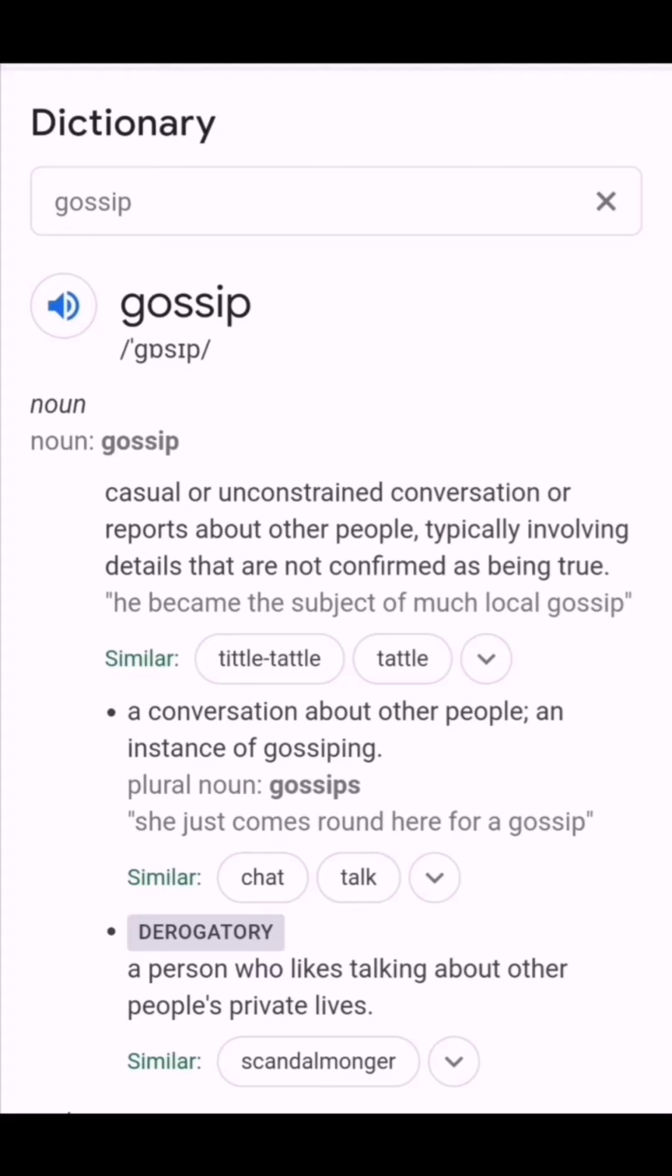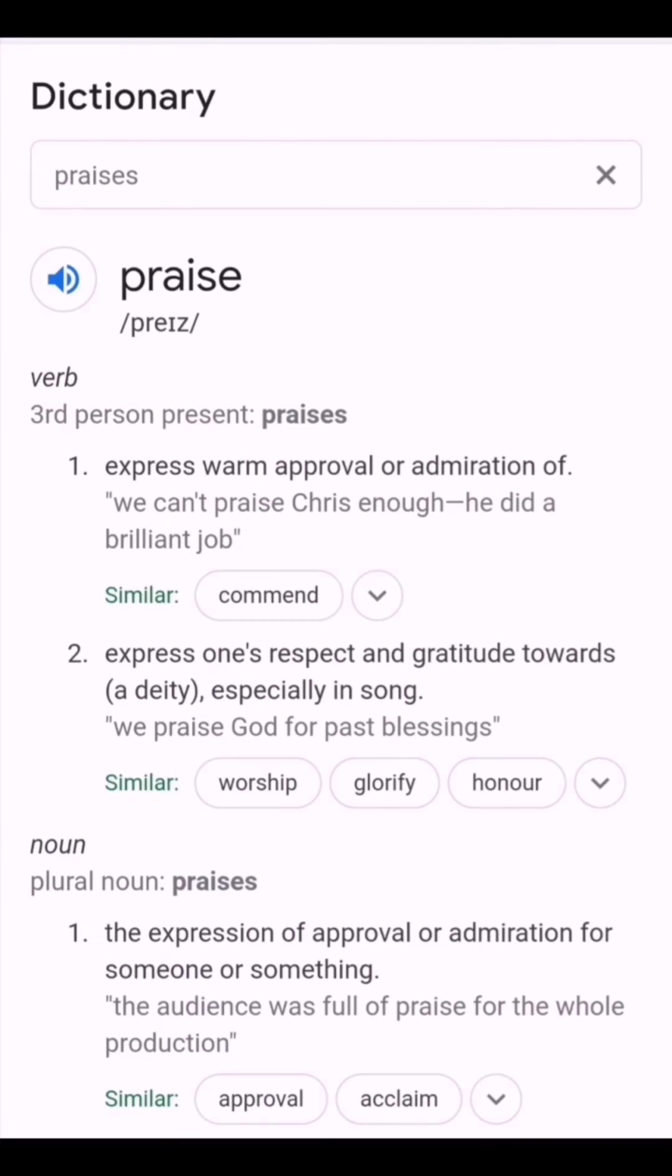I'm sure my beloved students are quite familiar with the word gossip, because I think most people do gossip. However, what does gossip mean? Gossip means casual or unconstrained conversation or reports about other people, typically involving details that are not confirmed as being true. An example of a sentence is, he became the subject of much local gossip. Or gossip can also mean a conversation about other people. So you talk about other people without any constraint, without any limit. You just keep on talking about that person. And normally we gossip about things that we like, things that we love, or things that we think are interesting. Next word is praise.